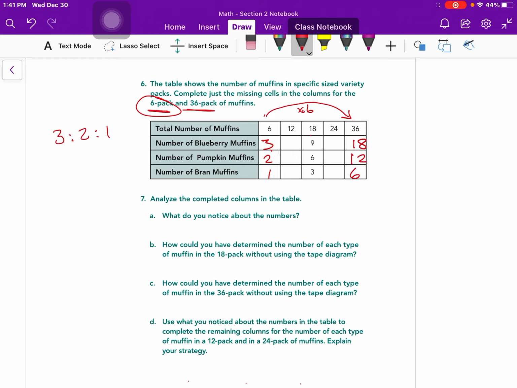I also noticed that they give me the 18 pack. And you get 9, 6, and 3, which I figured out on the other page. I'm also noticing that if I take 6 times 3, that gives me each of those numbers. 3 times 3 is 9, 2 times 3 is 6, 1 times 3 is 3. All right, so I'm making some observations. What do I notice about the numbers? I've just said them out loud.